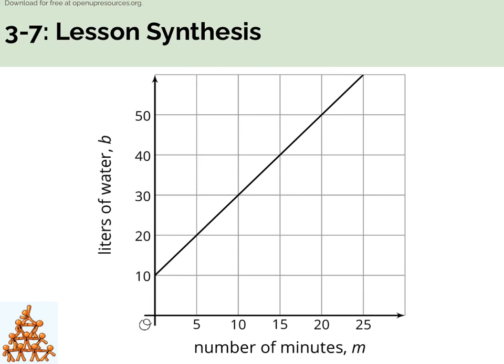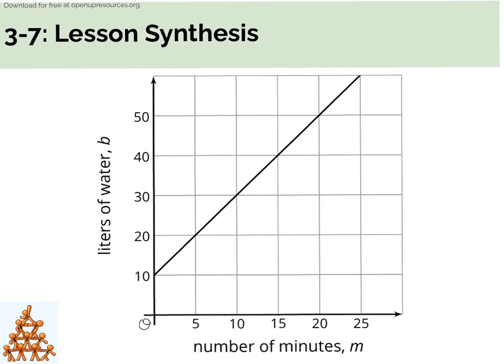So remember what we're doing today is we're looking at our slope triangles. We're looking at our slopes, right? We're also looking at our vertical intercept. That's where the line crosses the vertical axis, or the y-axis. And so this one would be 10, and it would be 10 liters of water. And then our slope, we're going to go up 10 and over 5. So up 10 and over 5 can reduce down to 2 over 1. Then our horizontal is minutes, so number of minutes. So it's going to be 2 liters of water over 1 minute.